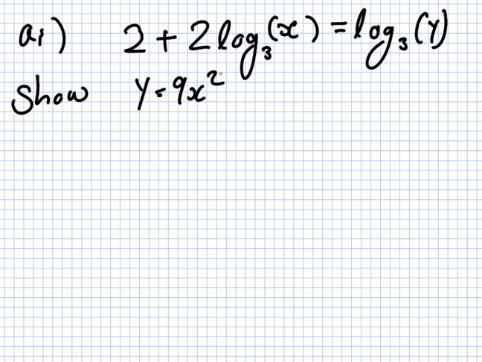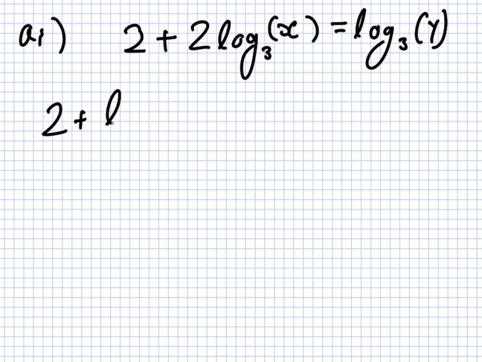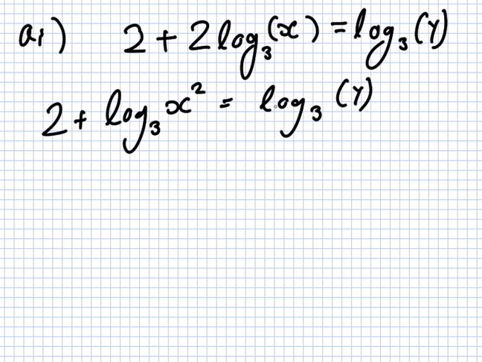So I'll delete that show piece now. But what they want you to do is simplify, basically. And they're telling you you should be able to get to y equals 9x squared. So in other words, this is a simplifying problem where we must use our rules of logs. So what I'll do first is I'll bring this 2 up to the x. So I get 2 plus log 3x squared equals log 3y.